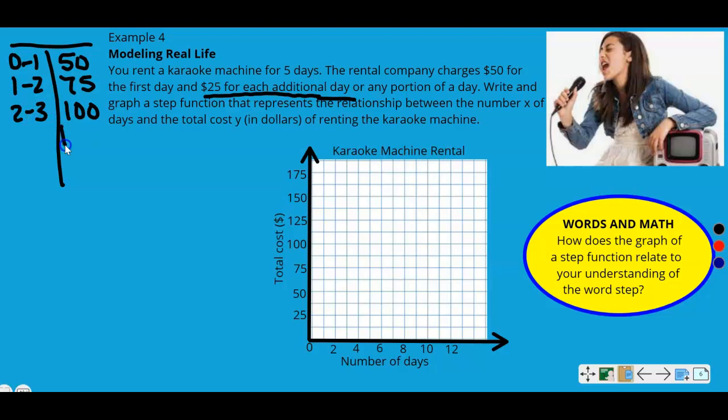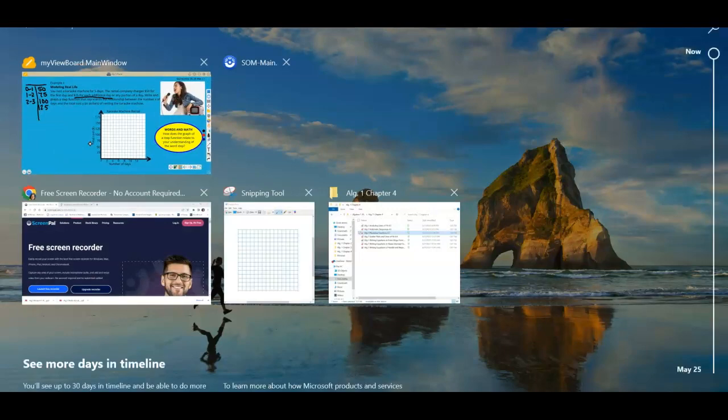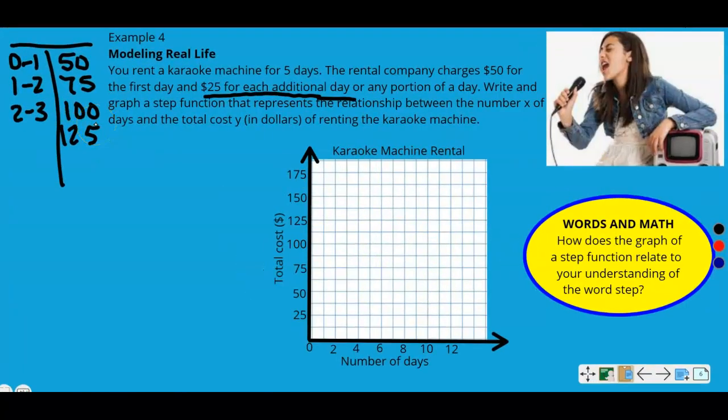And then if we add another $25, sorry about that. All right, so if we add another $25, we're going to go from 3 to 4, and add another $25, and the pattern just continues. All right, and we'll organize that a little bit more when we get to our piecewise function.